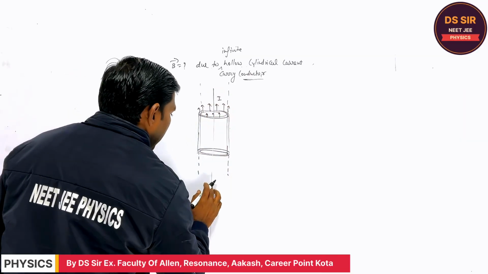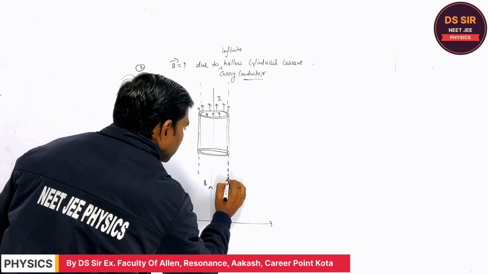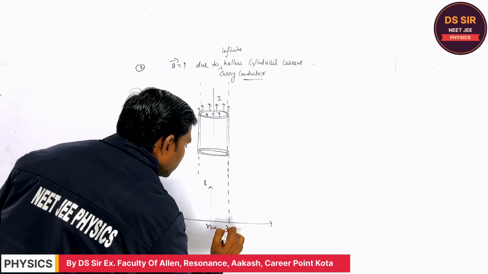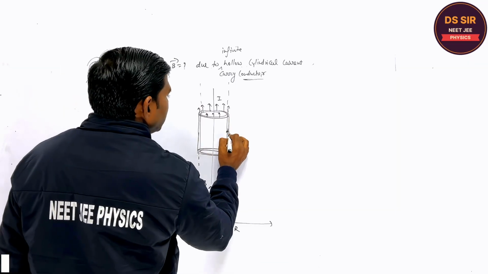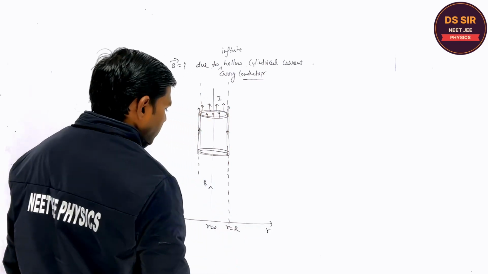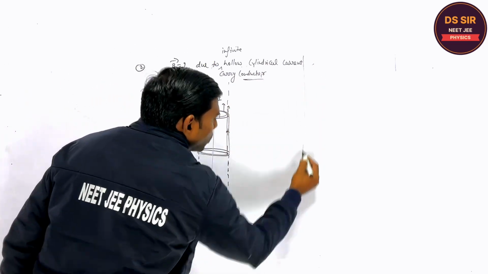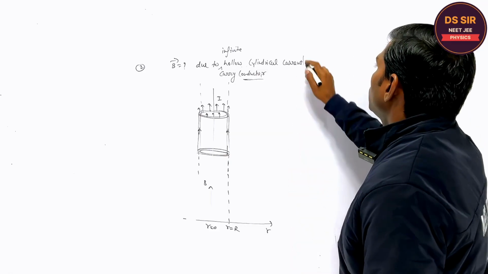Listen one thing. You have to also make a graph between the magnetic field and the distance r, from r equal to 0 to R. This is the inside, right? The current is going on along the circumference only, and this is the distance r, right? So there will be two cases.